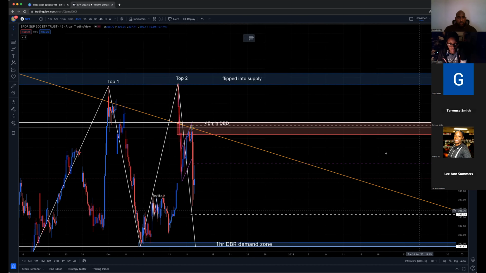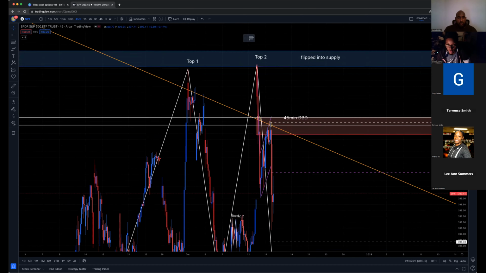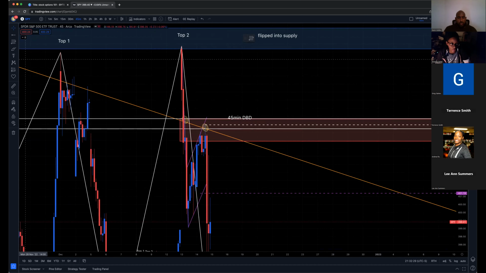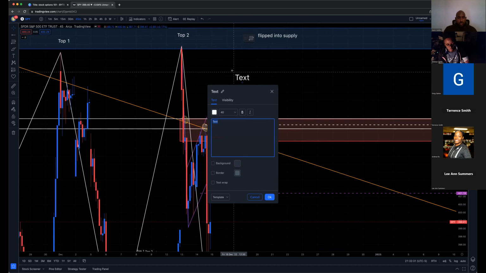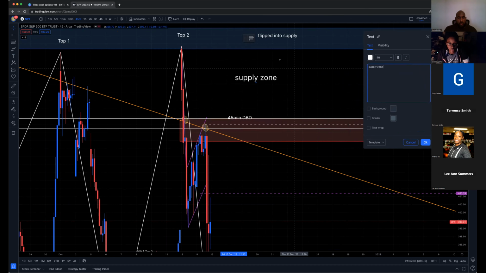At 11:45, okay? So that's one area. Let's mark this down. We got a supply zone as our first area here, or our first reason to be interested in this area. All right, second reason, who can point it out for me? I need either Greg, Terrence, Leonard, somebody to point out to me.